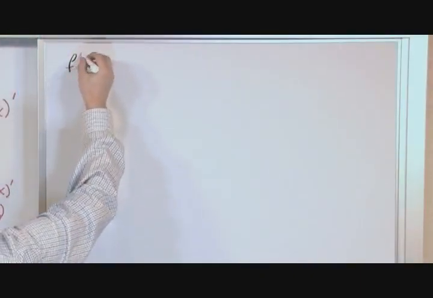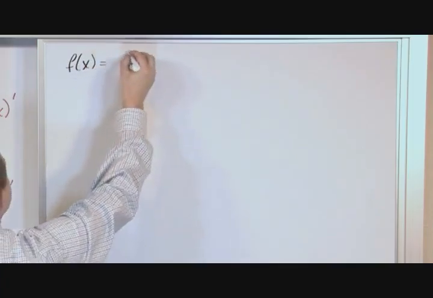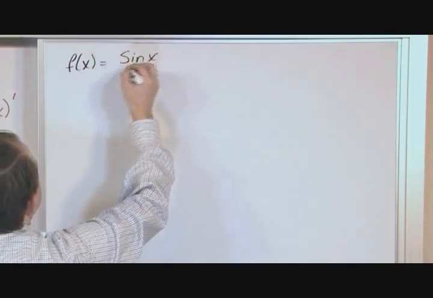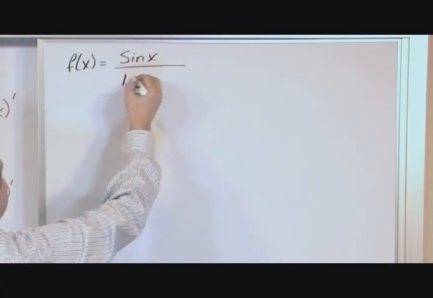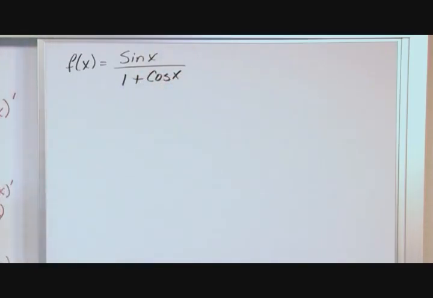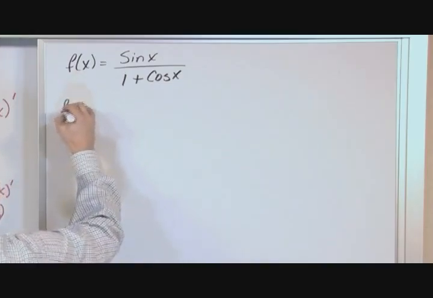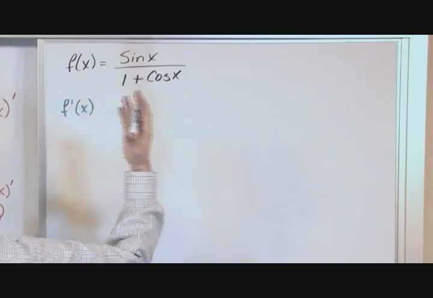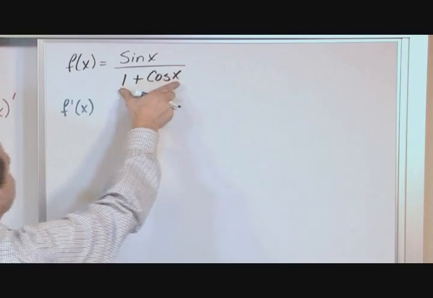Okay. So our next problem is f of x is equal to the sine of x over 1 plus cosine of x. All right, 1 plus cosine of x. All right, so how do we do this? We want to take this derivative. The first thing you need to notice, big picture, is that it's a quotient. It's a function on top divided by a function on the bottom.